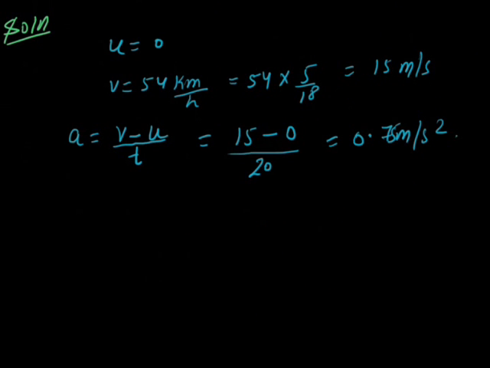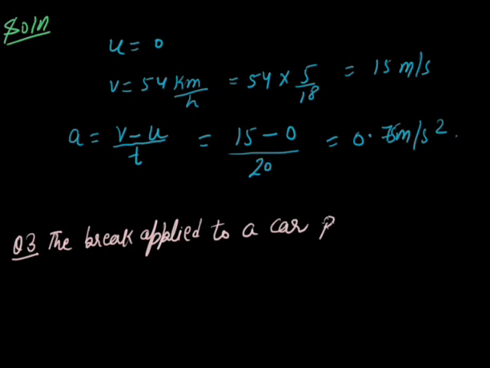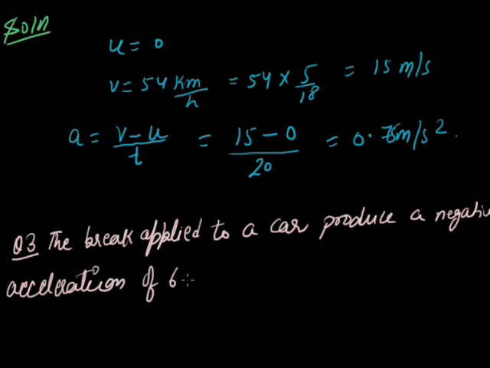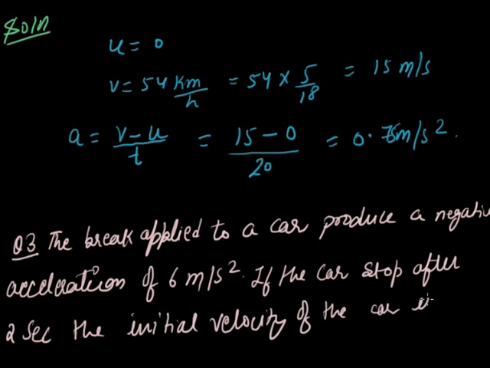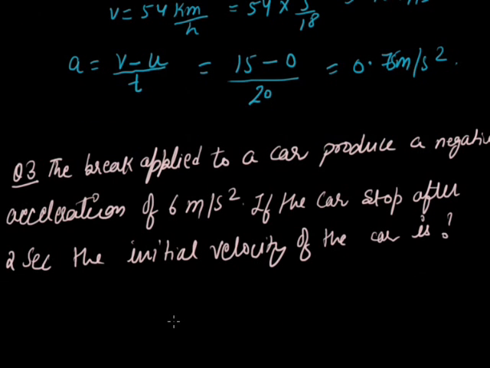Now we see the next problem: the brake applied to a car produces a negative acceleration of 6 meter per second square. If the car stops after 2 seconds, we have to find the initial velocity of the car. The given condition is that a car is moving and when the brake is applied, the acceleration becomes 6 meter per second square, and the car stops 2 seconds after the application of the brake. So what will be the velocity at which it was running earlier?